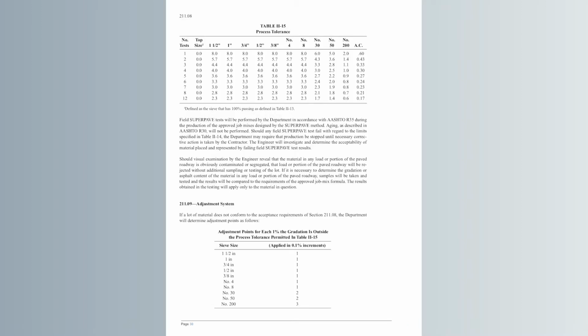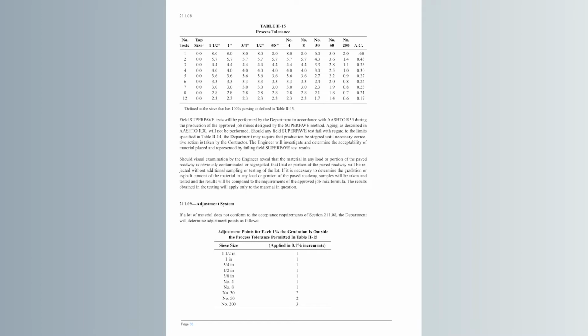Those tolerances are found in table 2-15, and it will show you the plus or minus that you're allowed to have to your job mix target for each specific sieve. The paragraph under that table talks about your volumetric properties and the test results that you get on those. And if any field test does not meet the requirements in table 2-14, the department may require that production be stopped until corrective action is taken.